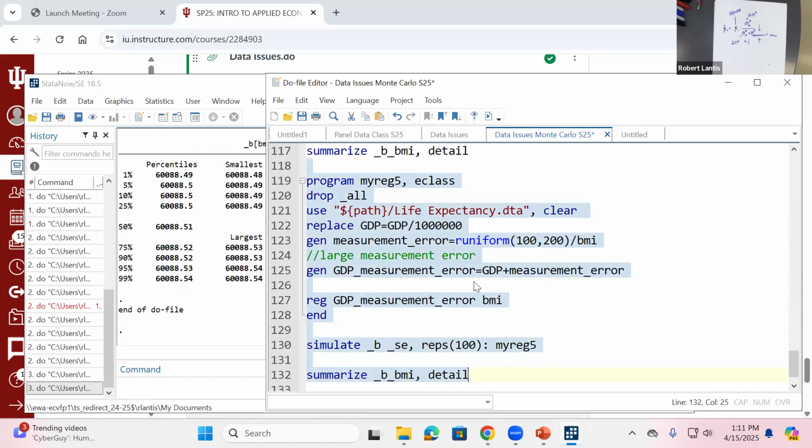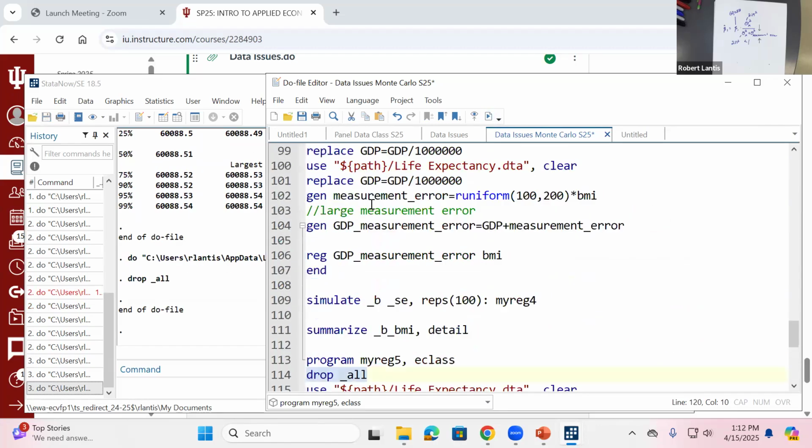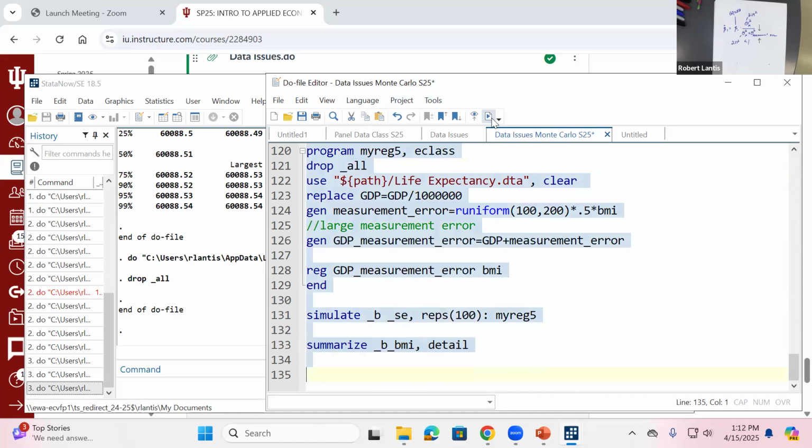notice, oh, what did I do? So I get 60,088. Oh, let's see here. So I've got my measurement error. Well, I want my measurement error to be, let's say, try this. Clear programs, that's what it is. I'm going to try to give you an example if I can think of one off the top of my head just to show you.